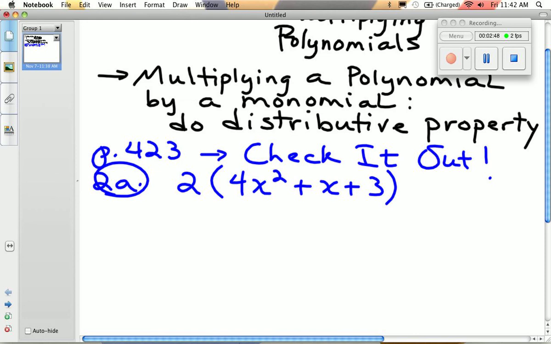What's our second one? What's the degree of 4x squared plus x plus 3? Quadratic. A quadratic trinomial. So here we have a constant monomial being multiplied by a quadratic trinomial, and because there's only one term in the factor out front, we're just going to do distributive property.